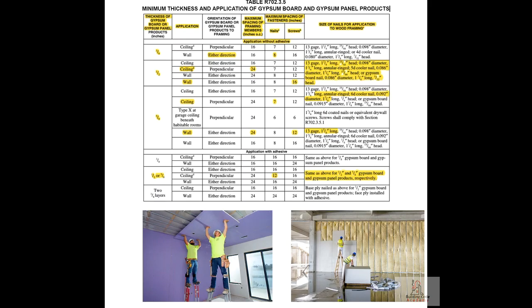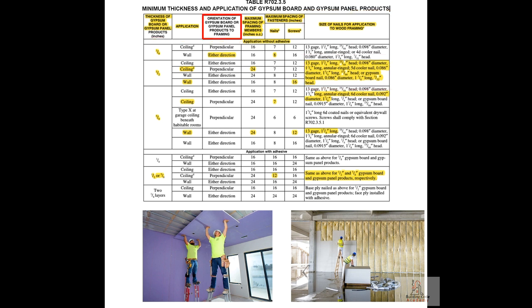Table R702.3.5. Minimum thickness and application of gypsum board and gypsum panel products. 13 gauge, 1 3/8 inch long, 19/64 inch head; 0.098 inch diameter, 1 1/4 inch long, annular ringed; or 5d cooler nail, 0.086 inch diameter, 1 5/8 inch long, 15/64 inch head; or gypsum board nail, 0.086 inch diameter, 1 5/8 inch long, 9/32 inch head, is the size of nail for application to wood framing without adhesive with 1/2 inch thickness of gypsum board or gypsum panel.